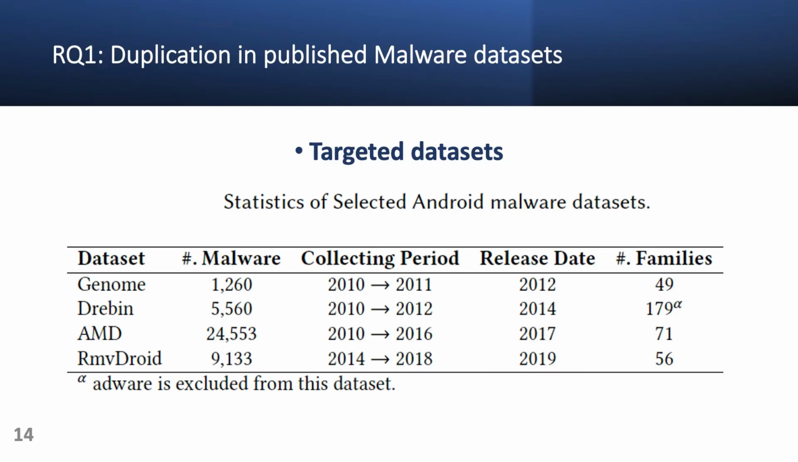Our first research question focused on investigating the presence of duplicates within commonly used Android malware datasets in the literature. The table summarizes 4 representative datasets and provides some descriptive statistics about their size and diversity in terms of the number of malware families that are represented. The names of the investigated datasets are Genome, Dragon, AMD, and RMVDroid.